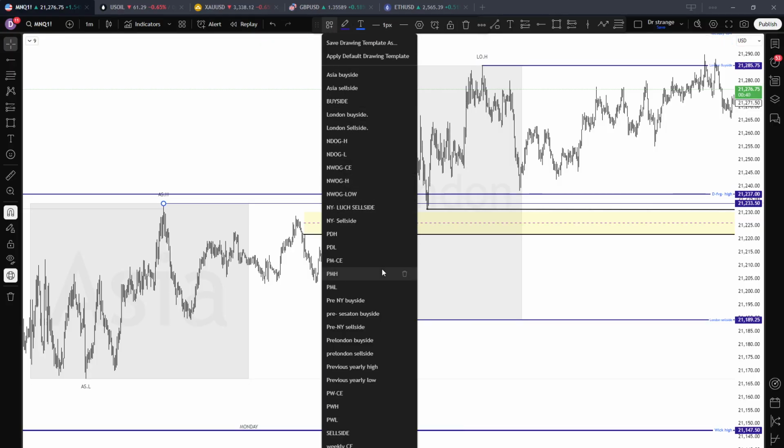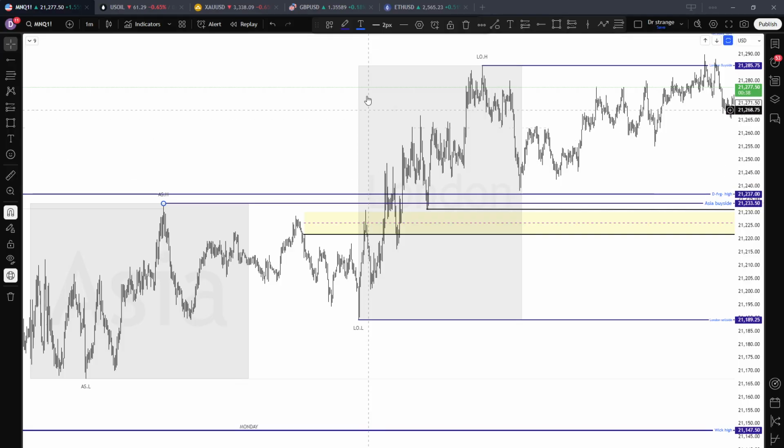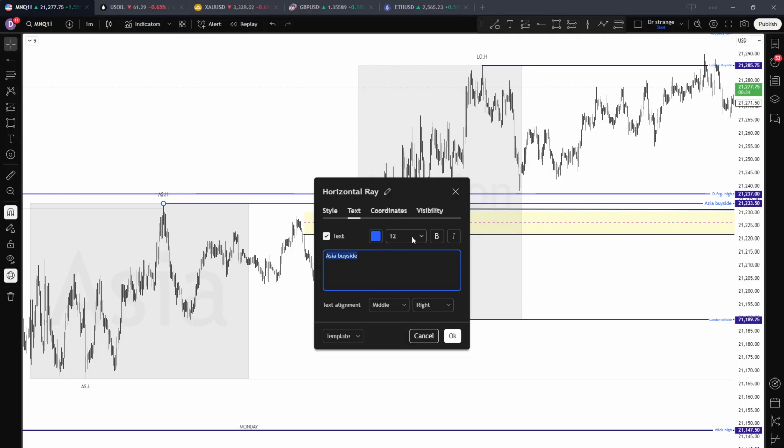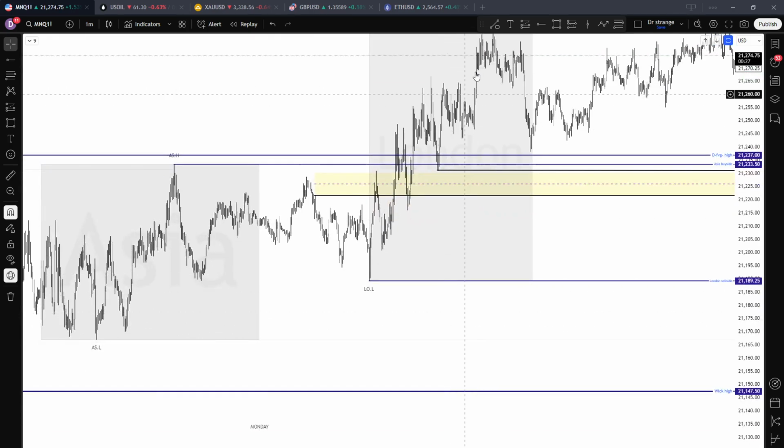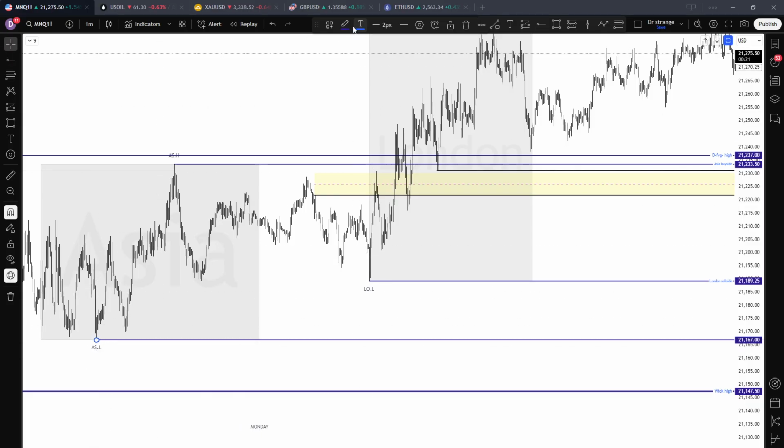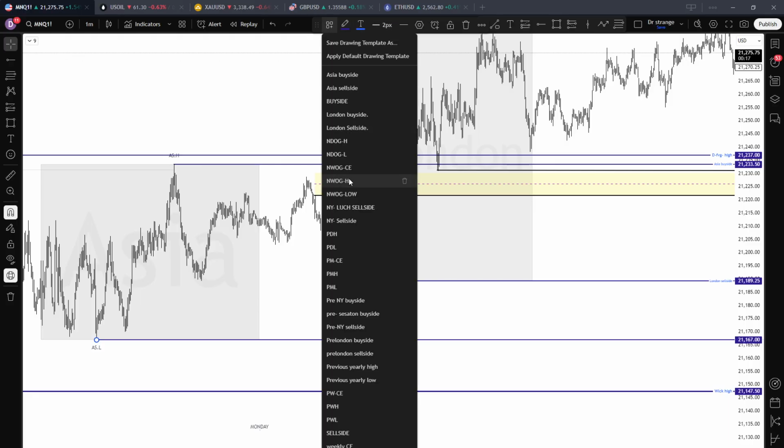Asia. Asia buy side. Notice how it supported price to go higher. Let's make it small. We also need, if we are to go lower today, these are our targets down here. London buy side and Asia sell side.